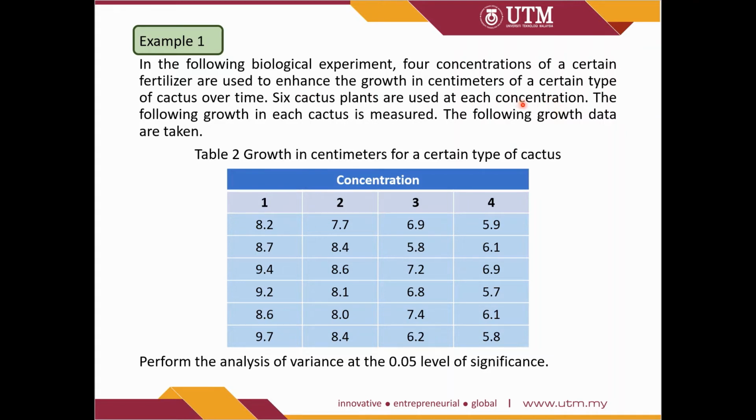So now we can see that we have one factor, which is concentration, and for this factor we have 4 levels, which are 1, 2, 3 and 4, and these are the growth in centimeters for a certain type of cactus. Here we have 1, 2, 3 and 4. So now perform the analysis of variance at the 0.05 level of significance, given this is the value for our alpha.